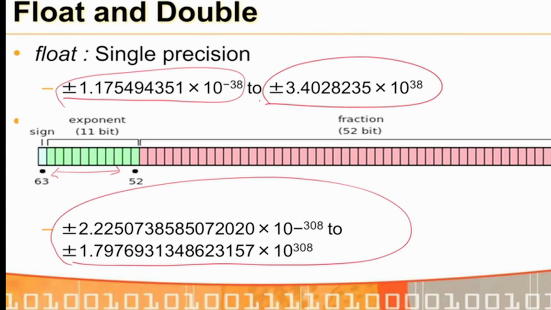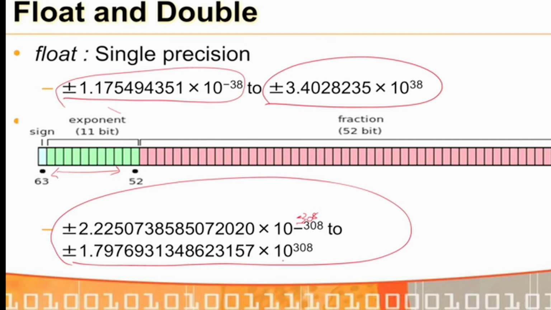Plus or minus 1.175 into 10 power minus 38 to plus or minus 3.4 into 10 power 38. This is the range. There is a plus or minus here, there is a plus or minus here. So this is binary converted to decimal for a single precision. Similarly, when you go for double precision, this is minus 308. So this is the range in which we can represent.